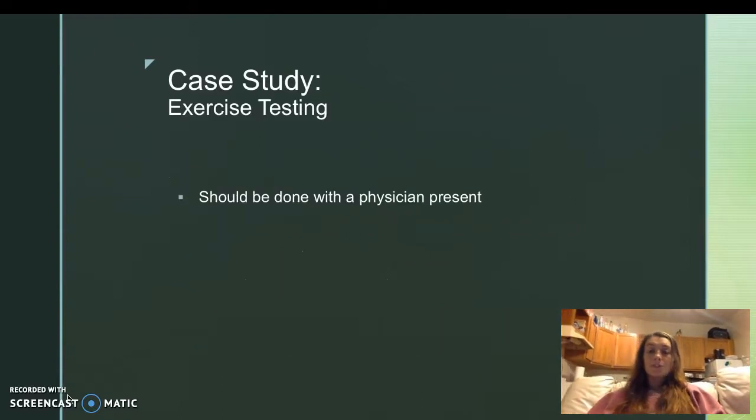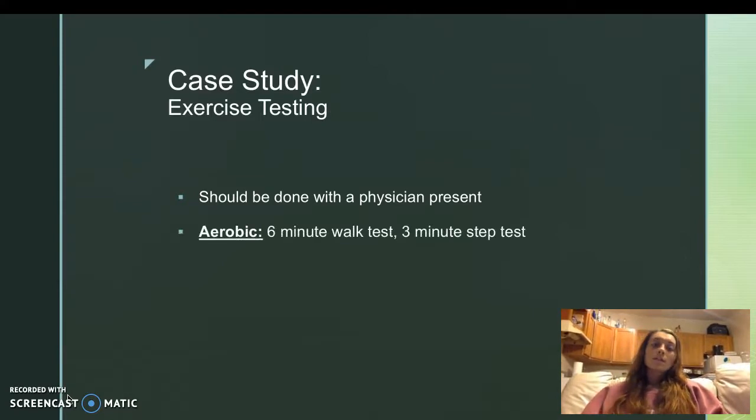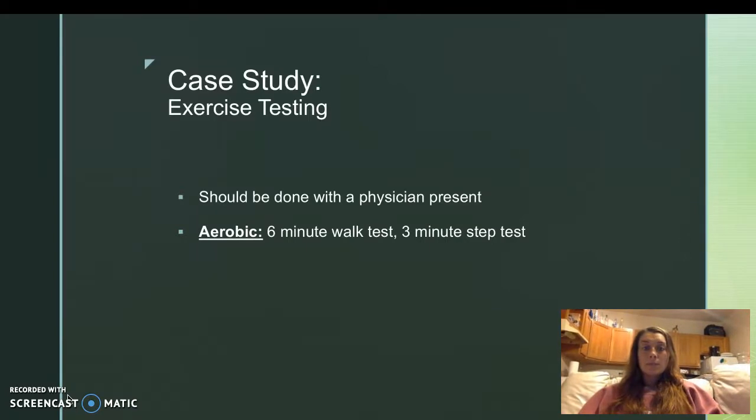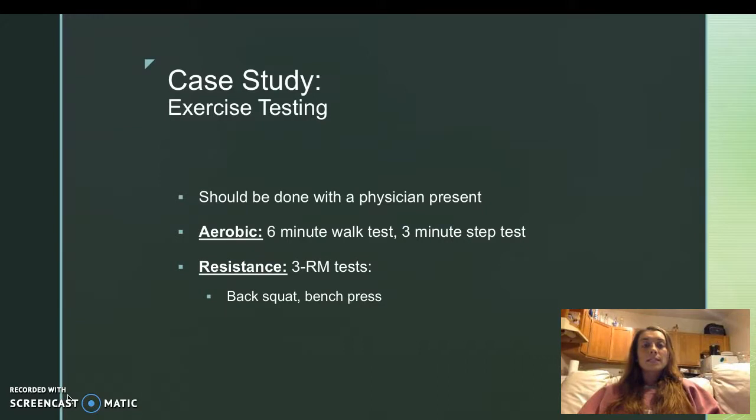Exercise testing. Due to her 3 risk factors, it should be done with a physician present. Some examples for an aerobic test would be the 6-minute walk test or the 3-minute step test. For a resistance test, a 3-rep max test for the back squat and bench press. And a flexibility test could be the sit and reach.